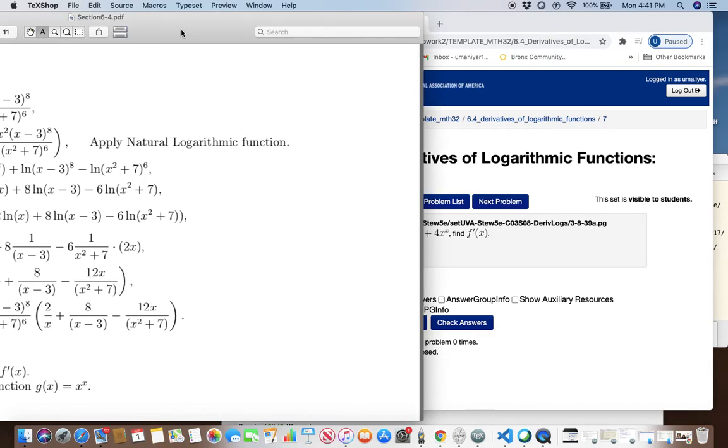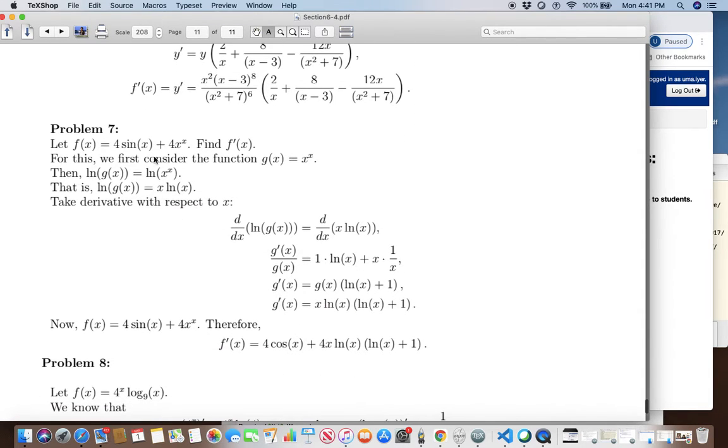Next, f(x) equals 4 sine x plus 4 times x to the x. Find the derivative. Aha, that x to the x is an interesting one. So consider that separately, call it g(x), x to the x. Take the natural log of g(x). That's natural log of x raised to x. The x jumps out: x times natural log of x. This is natural log of g(x).